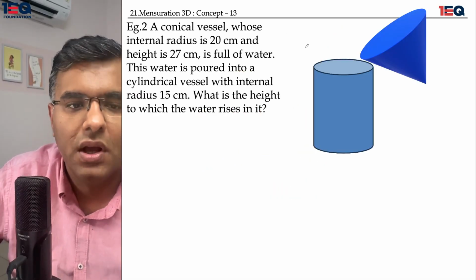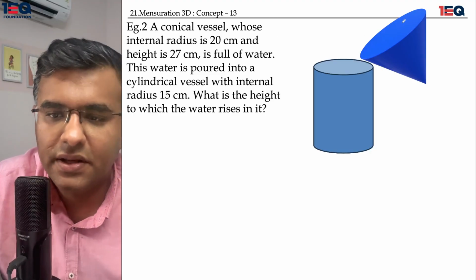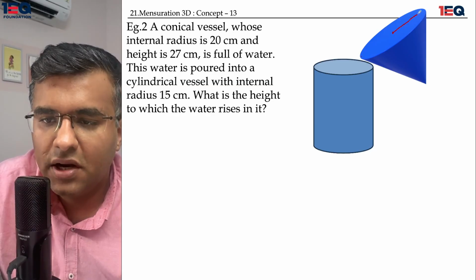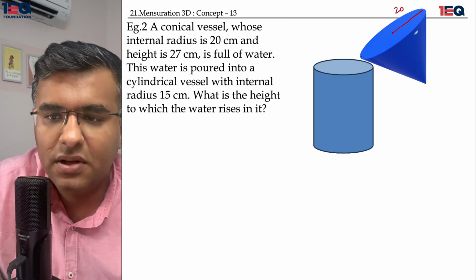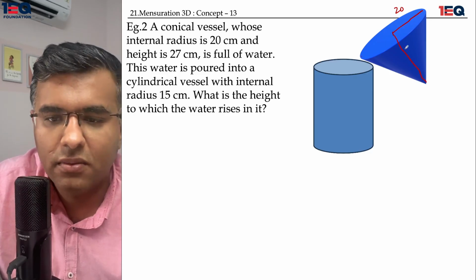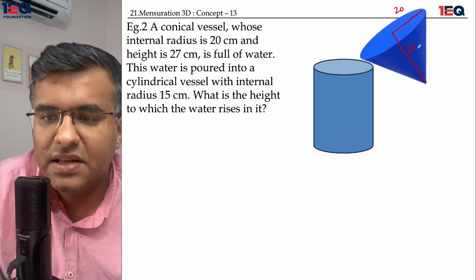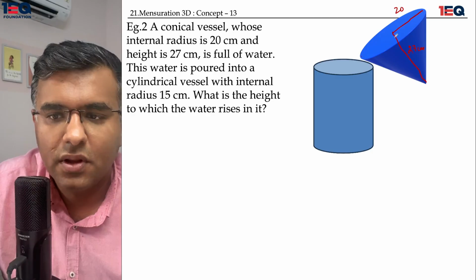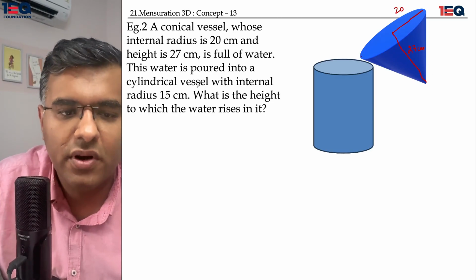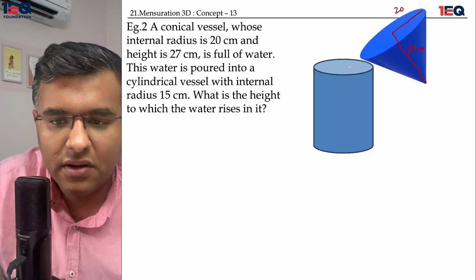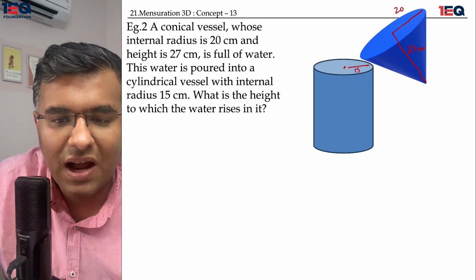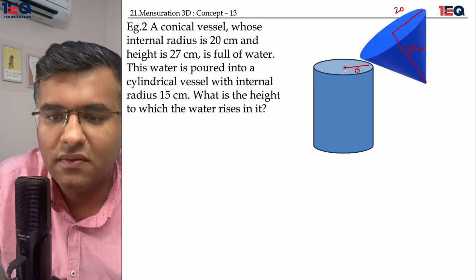Moving ahead, a conical vessel whose internal radius, this is a conical vessel we are talking about, and this is the internal radius that we are talking about, is 20 centimeters, and its height, this is the height that we're talking about, is 27 centimeters. This is the radius, this is the height, is full of water already, and this water is poured into a cylindrical vessel with internal radius 15. This is the internal radius, which is 15. What is the height till which the water will rise?